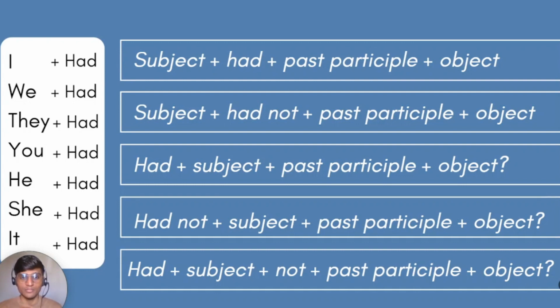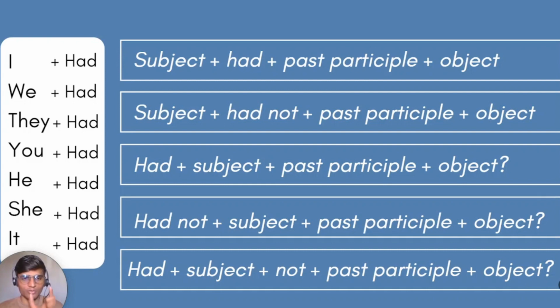The present participle is the verb plus ing, which we learned in the previous eighth lesson, but now the past participle is the third form of the verb. So, I had talked, right? And then, subject, had not: I had not talked. Remember, we are talking about simple sentence structure, not more than two actions, but you can add as much as you want.